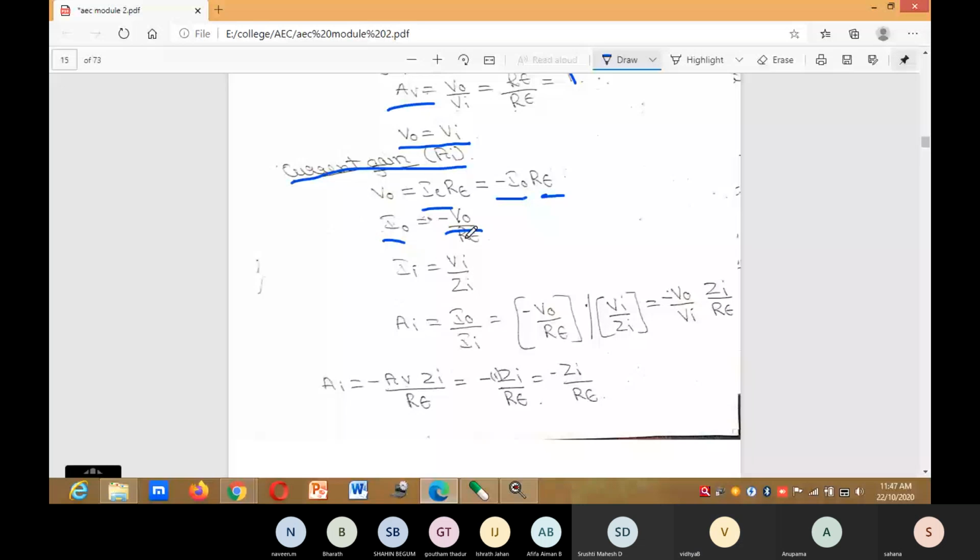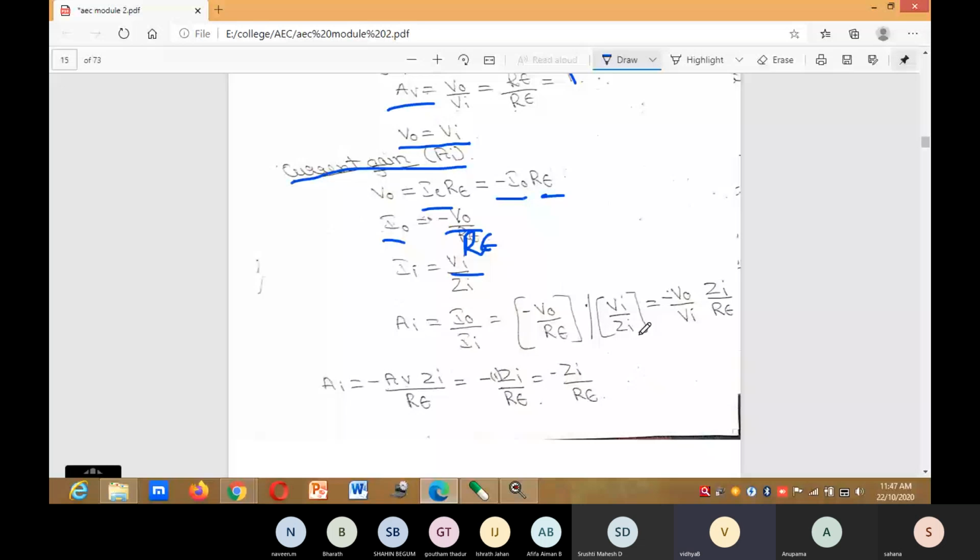What about input current? Input current is equal to Vi divided by ZI. AI is equal to output current divided by input current. Output current formula is minus V0 divided by RE and input current is Vi divided by ZI.